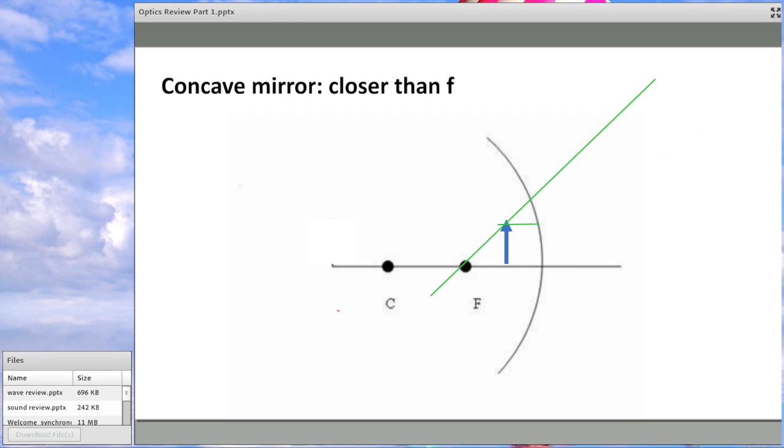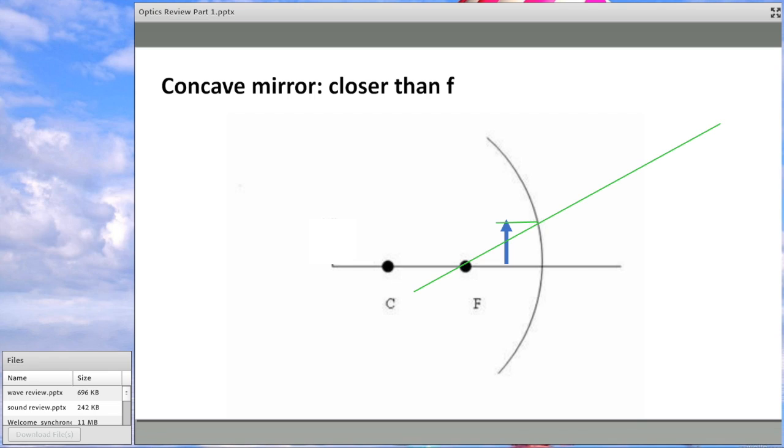Okay. Wait a second. Something is not right here. This green one, I drew this green one wrong, and I'm really sorry. I'm thinking about a lens instead of a mirror, so I'm going to go back and fix that one. Okay. So I'm going to be at the top of my arrow, and then I'm going to go through my focal point, and it's going to hit it like this. Okay, with a lens, you would hit it on the other side. And so I was thinking lenses.